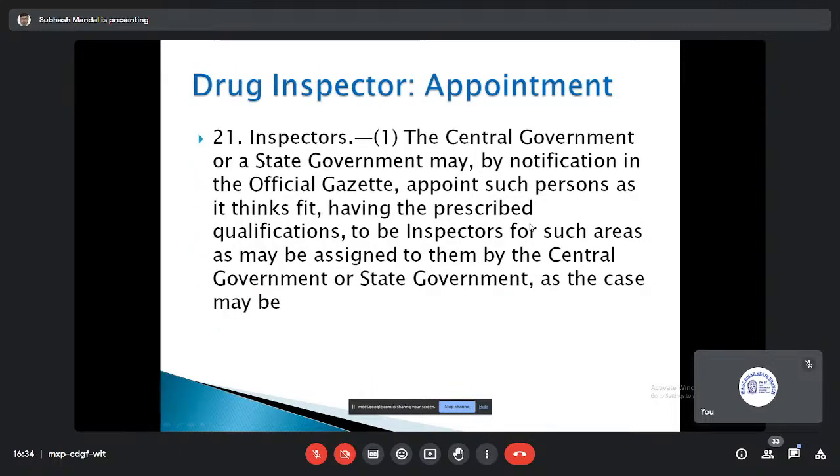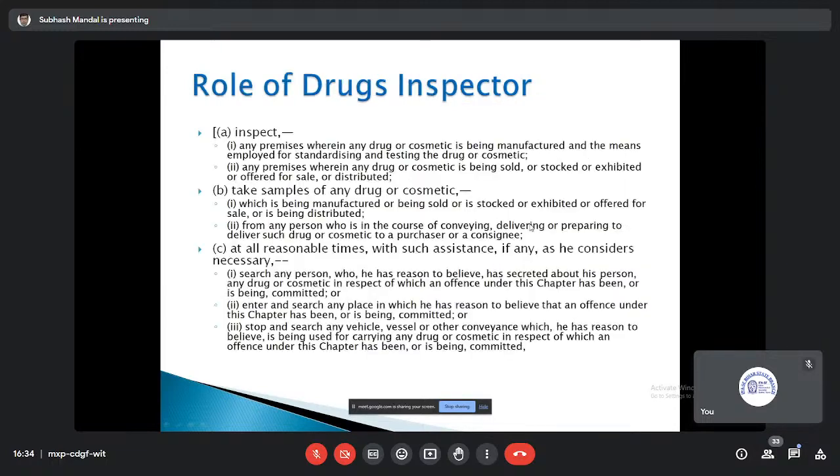Let us shift our focus to the drug inspectors. Well, their inspectors are being appointed by the state and central government as per Rule 21, or Section 20 of the Drugs and Cosmetics Act, and they are required to inspect the premises wherever drug is being manufactured or dispensed or stored, and submit the report and take action.